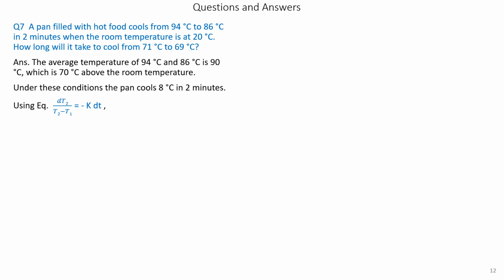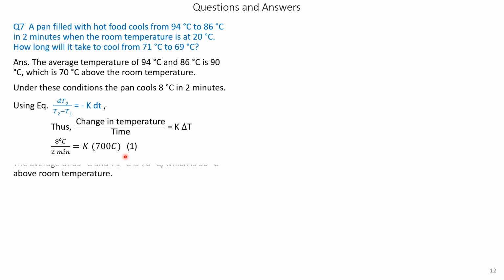Therefore, using the equation dT2 by (T2 minus T1) equals minus K into dt, we put the values: change in temperature divided by time equals K into delta T. Delta T is the change in temperature. Therefore, the change in temperature is 8 degrees Celsius divided by 2 minutes, that is equal to K into 70 degrees Celsius, the temperature difference above the room temperature. Let it be equation 1.